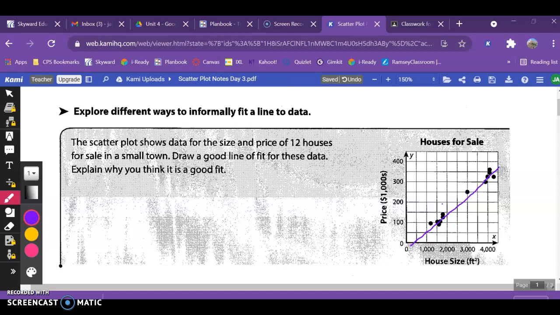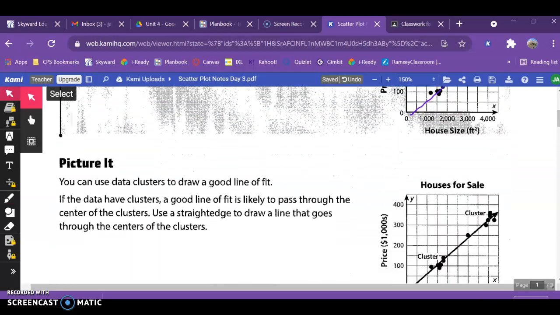Now, I don't have a straight edge on my computer, so I'm going to try my best to put that there. And why do I think it's a good fit? Because it's going through the two clusters. So the main groupings of the houses and their price, it's going through the middle of those. So you're in the middle of most of the data.